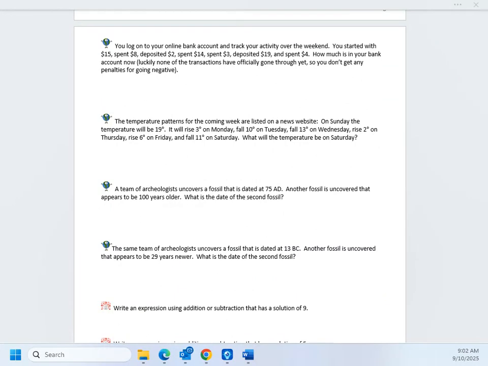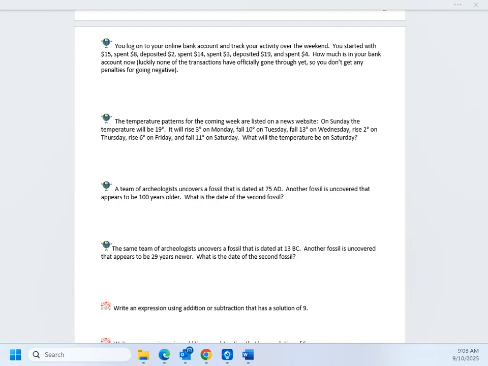Let's look at our first word problem. You log on to your online bank account and track your activity over the weekend. You started with $15, you spent $8, deposited $2, spent $14, spent $3, deposited $19, and spent $4. How much is in your bank account? And luckily, none of those transactions have officially gone through yet, so you don't get any penalties for those negative numbers that you might go into.